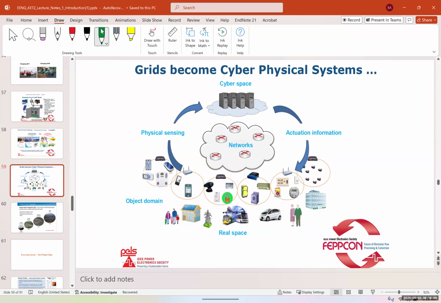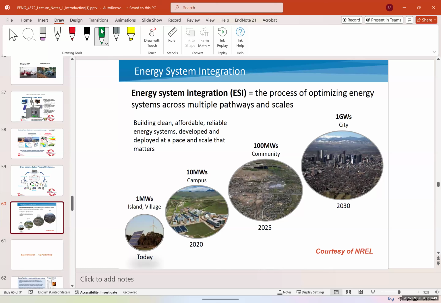So the grids currently have become a cyber physical system. We have different components, as I mentioned: the network, the consumers, the generators, and all of that. And this is a graph that shows the grid. We have the cyberspace, the actuation information, the real space, the object domain, and physical sensing. You may have smart grids with me next semester, where we would go deeper into details on those.